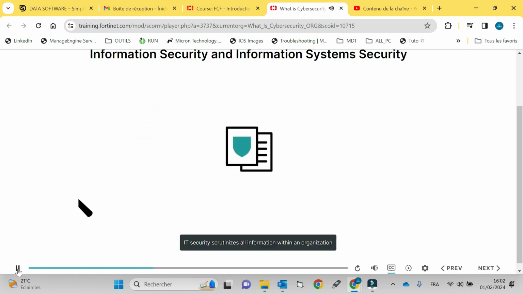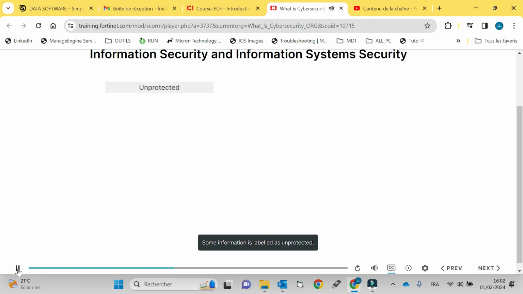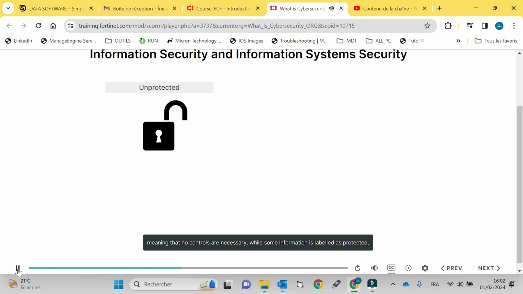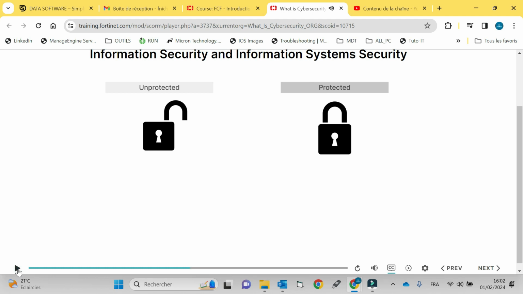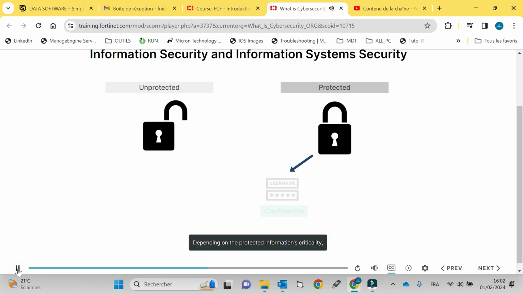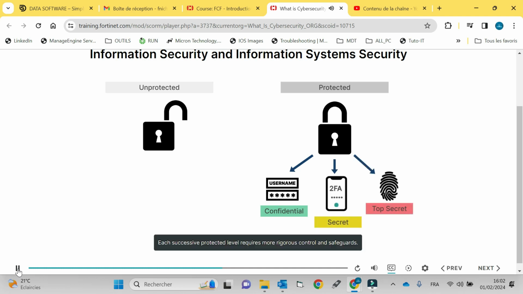IT security scrutinizes all information within an organization in order to categorize and prioritize its sensitivity. Some information is labeled as unprotected, meaning that no controls are necessary, while some information is labeled as protected, meaning that some level of protection and control is required. So this is the difference. It depends on the type of the data. Depending on the protected information's criticality, it could be labeled confidential, secret, or top secret. Each successive protected level requires more rigorous control and safeguards.